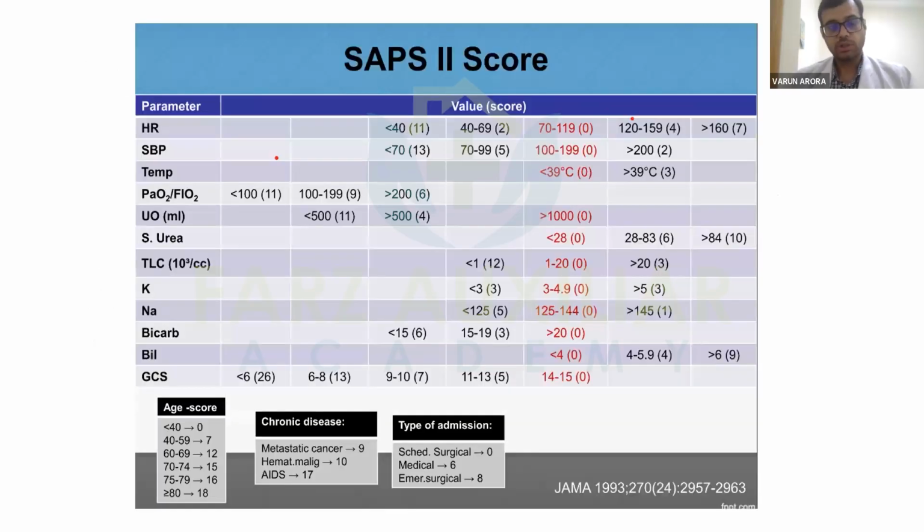Now, what are the variables which we see in the SAPS 2 score? So both Apache 2 and SAPS 2 have got 12 variables. In these, the variables are heart rate, SBP, temperature, P/F ratio, urine output, serum urea, TLC count, potassium, sodium, bicarb, bilirubin, and GCS. As you can see, potassium, sodium, GCS are common in both the scores.